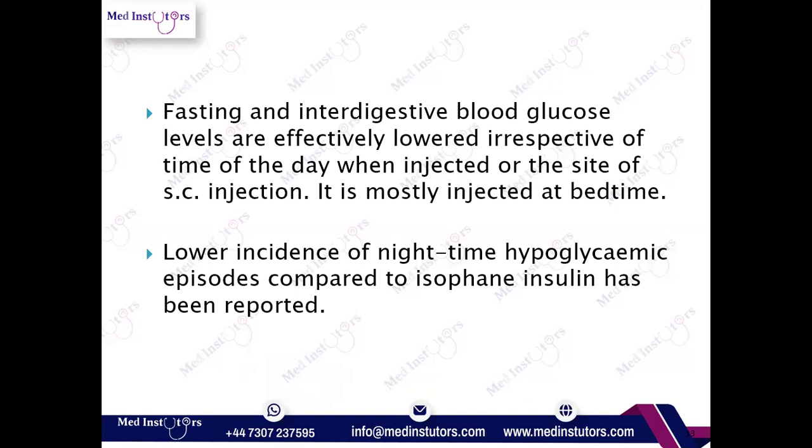Later on, glargine was discovered and developed, and that glargine lowered the incidence of nighttime hypoglycemic episodes, because with NPH, the problem was that whenever the patient was given NPH in the night, sometimes later on in the night the patient developed hypoglycemia. So that's a very dangerous condition. That problem was decreased with the introduction of glargine. So a lower incidence of nighttime hypoglycemic episodes compared to the isophane has been reported with glargine.